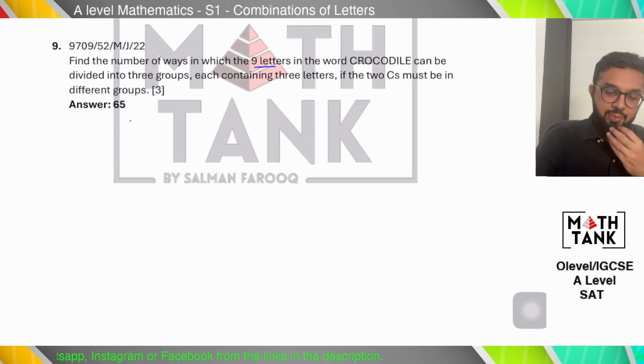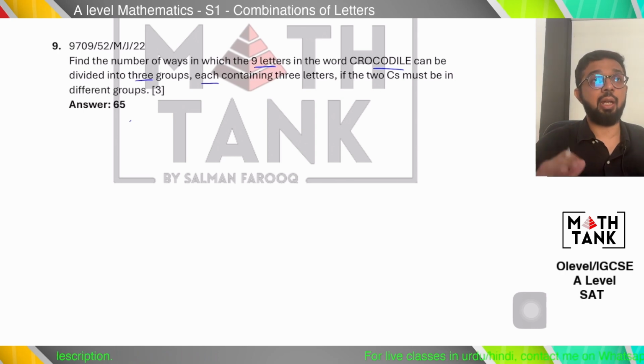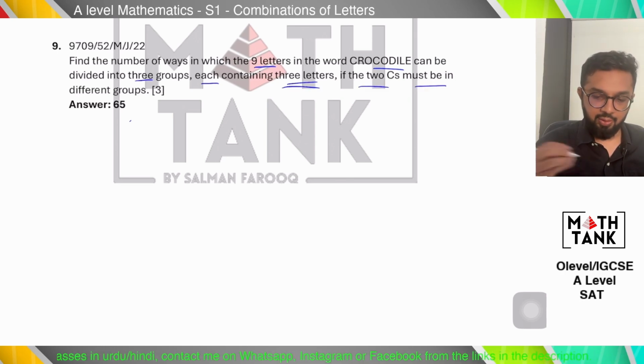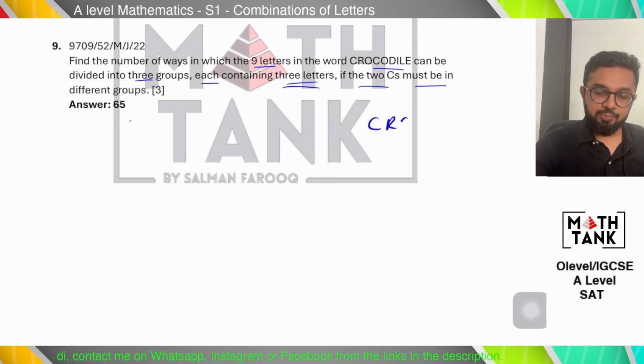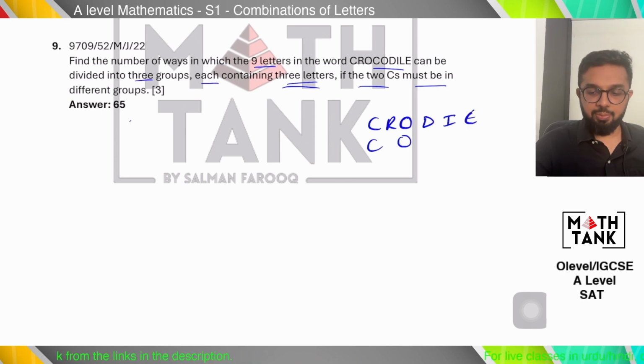Find the 9 letters in the word crocodile, which can be divided into 3 groups. Now I'm just asking you to divide into 3 groups. I'm not asking you to select and leave some out. So all of them will get selected eventually. 3 groups, each containing 3 letters, if the two C's must be in different groups. So, crocodile. Now, the two C's must be in different groups.